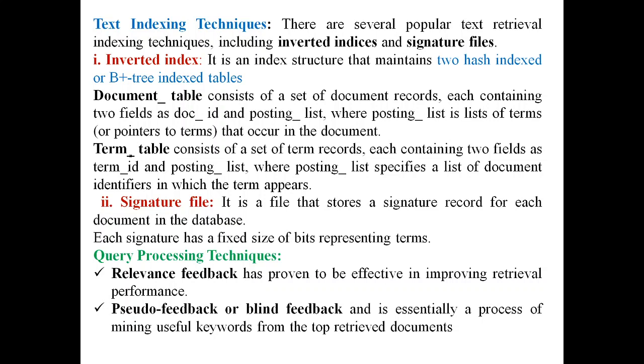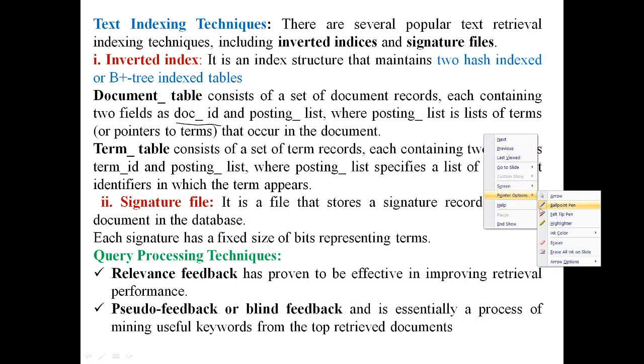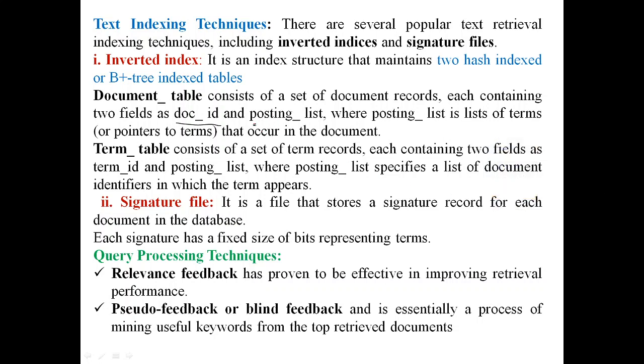So document table contains of the document ID and the post ID. And term table contains of the term ID and the posting list. So posting list is the terms that are occurring in the document.